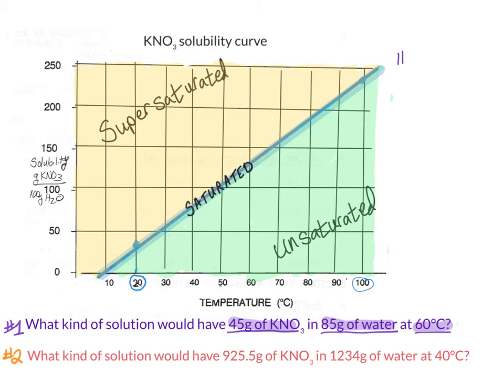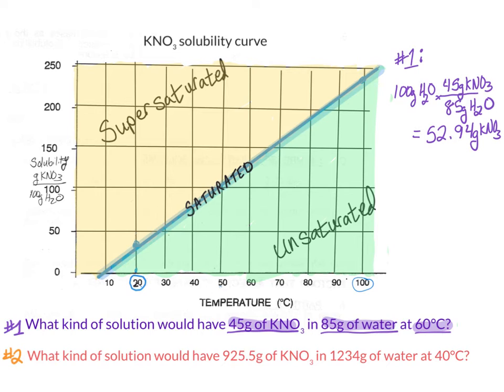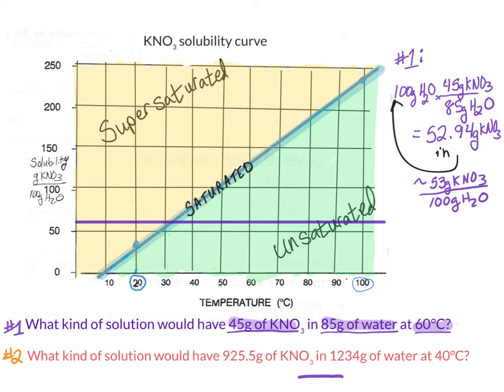So you probably noticed that we do not have 100 grams of water, so we need to change this to the 100 grams of water solution. See how much KNO3 would be there if there were 100 grams of water. So we start by multiplying 100 grams of water by the ratio that we currently have, which is 45 grams of KNO3 in 85 grams of water. And that gives us about 52.94 grams of KNO3 in 100 grams of water. Next, we need to draw that line in, placing it around 53 grams of KNO3 per 100 grams of water. We draw this line, and that shows us where the concentration of this solution is if we had 100 grams of water.